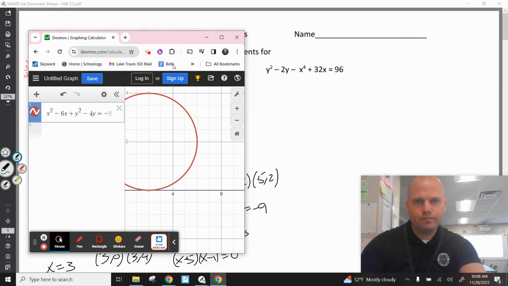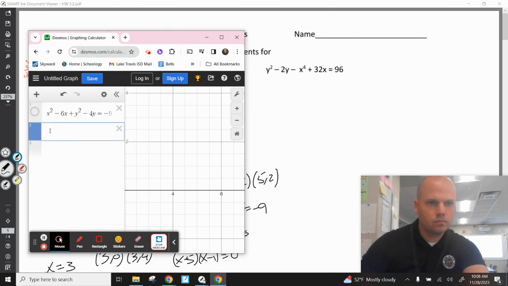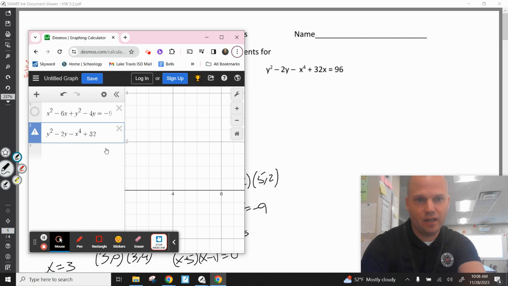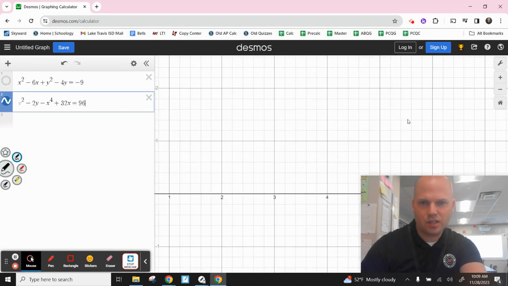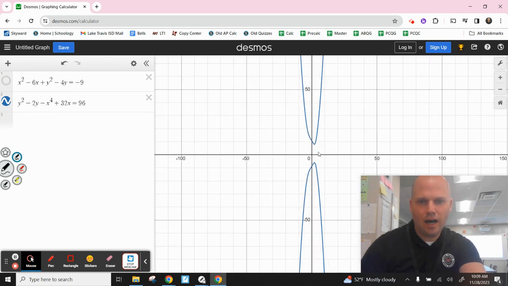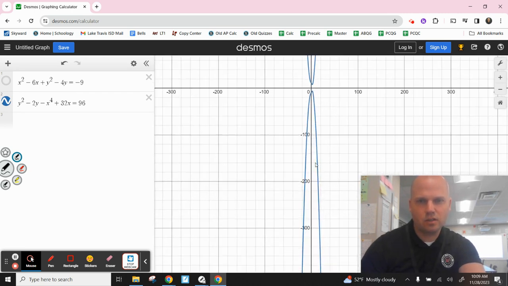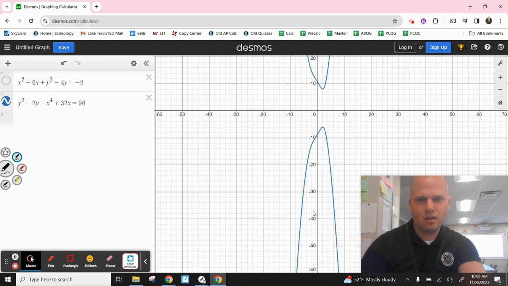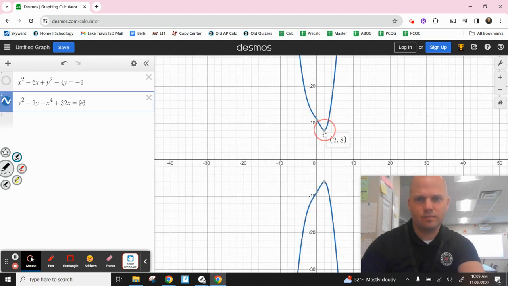Let's look at the next one. Y squared minus 2y minus x to the 4th plus 32x equals 96. I'm immediately thinking this is going to be tough to find. Can't even see it. Whoa. I don't even know if there's vertical tangent locations. I mean, maybe? Looks like there's just horizontal. Right there, right there: (2, 8), (2, negative 6).